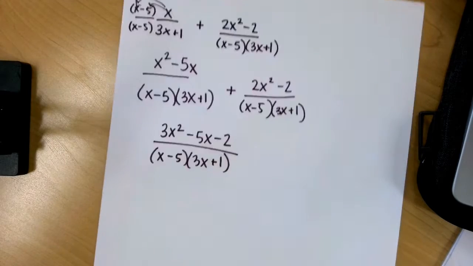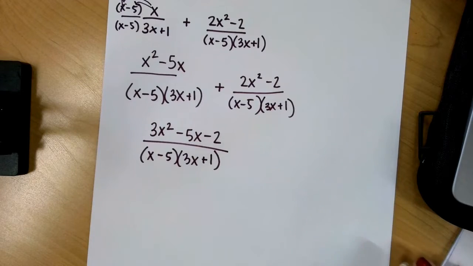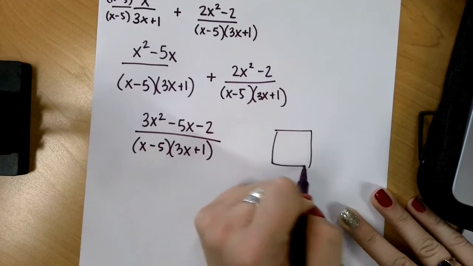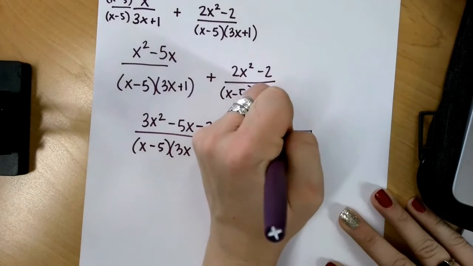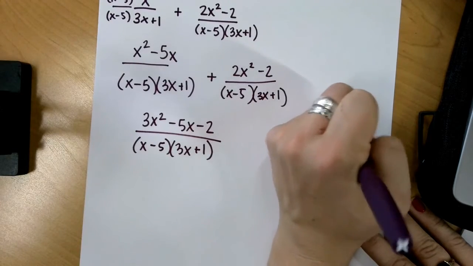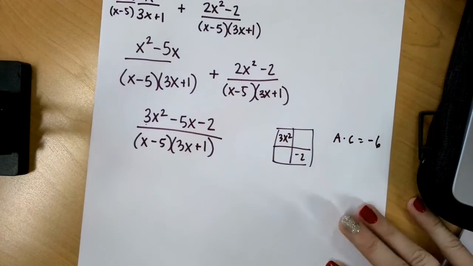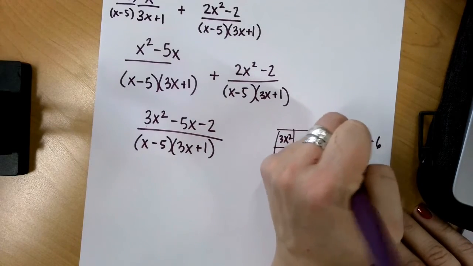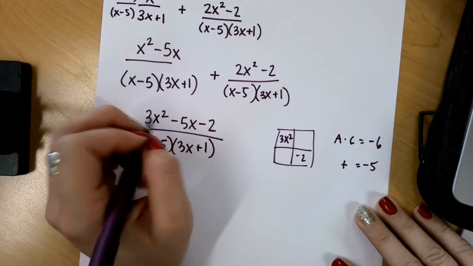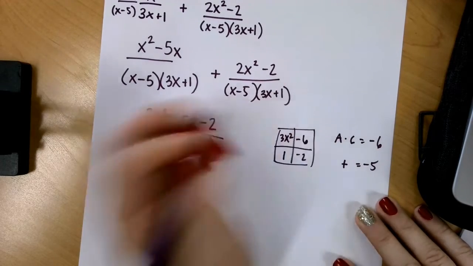Now the last step is to try to factor the top so we can see if there's anything that we can cancel out. This was like the problems we did the first day. So I'm going to do a box quick. First term in the first box, last term in the last box. When I do a times c, I get negative 6. So I need values that will multiply to negative 6, but add to negative 5, this middle term here. So those terms are going to be negative 6 and a positive 1.